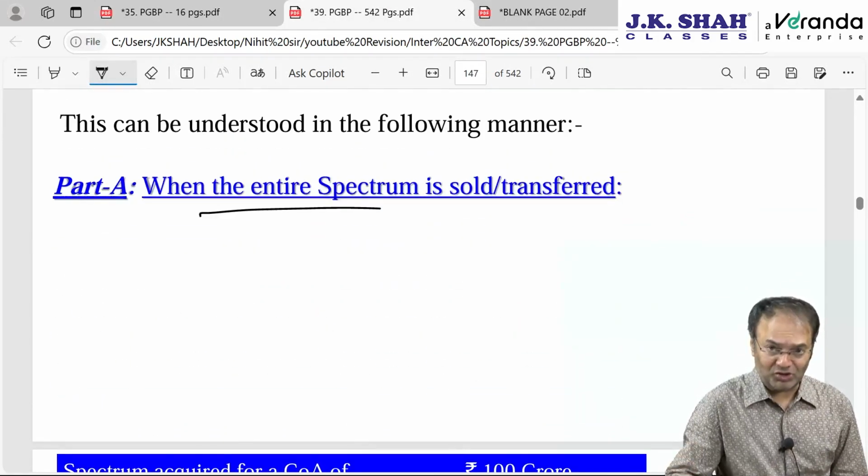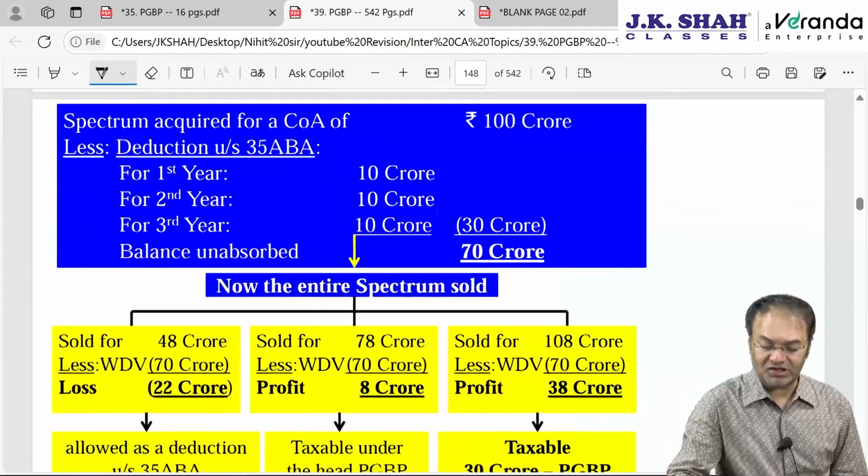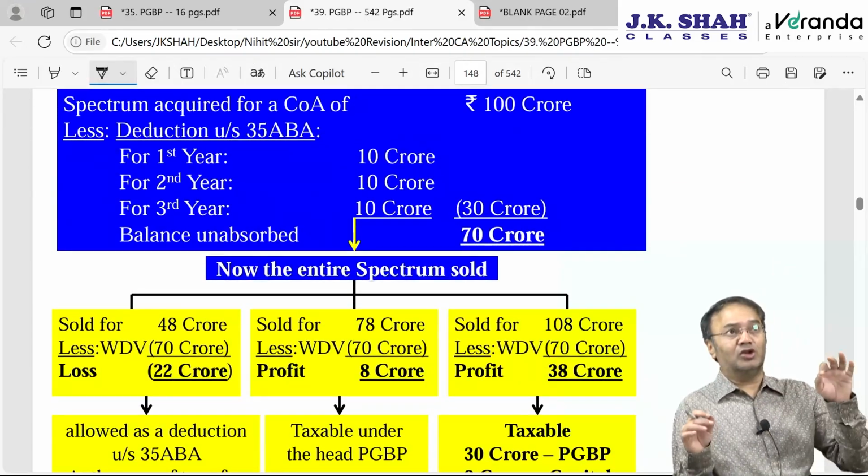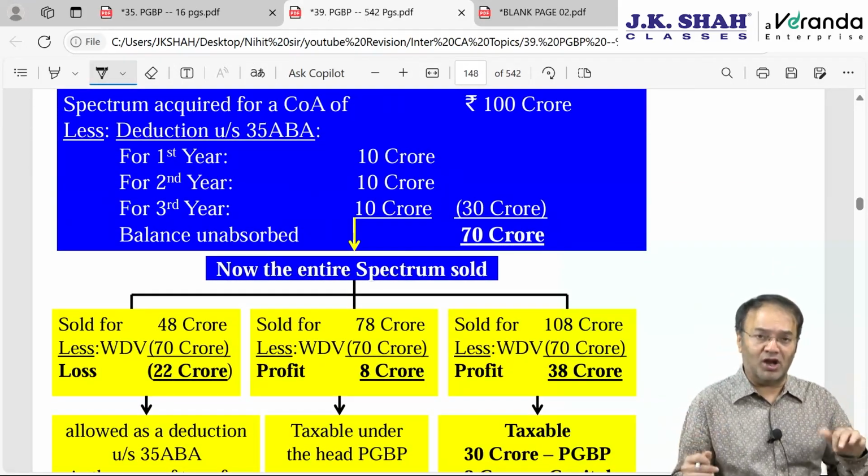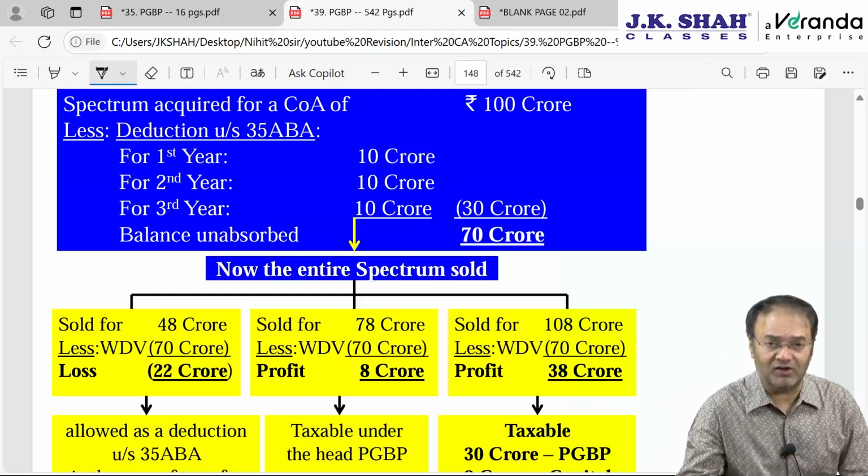If the entire spectrum is sold or transferred, then what will happen? Just like SLM depreciation, there are two possibilities: sold at a profit or sold at a loss. When can it be at a profit? When can it be at a loss?